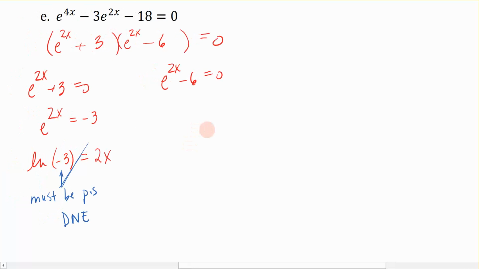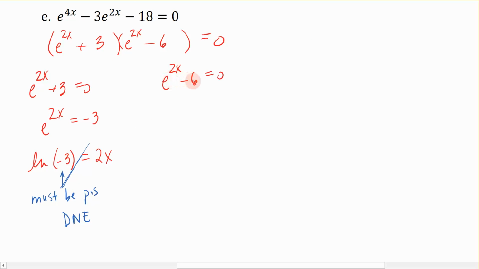Now let's come over here and solve for x in this second problem. e to the 2x minus 6 is equal to 0. And I am going to add 6 to the right hand side. e to the 2x is equal to 6. And because we're practicing how to take the natural log of both sides, that's what I'm going to do here, just to be different.